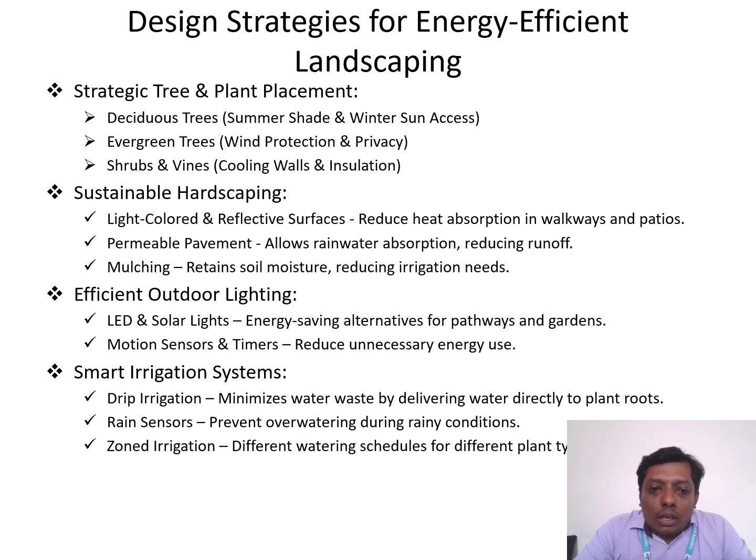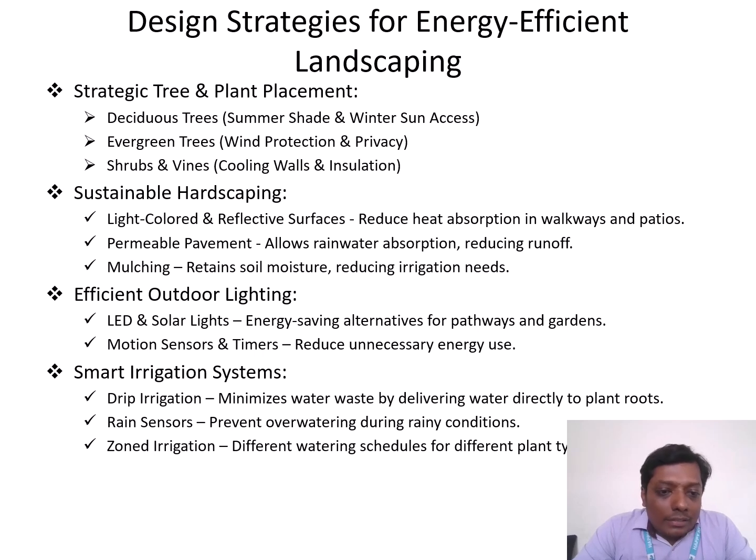Efficient outdoor lighting is a very important design strategy in energy efficient landscaping. First is LED and solar lights, energy saving alternatives, a very important thing for saving energy. Then motion sensors and timers, which mainly reduce unnecessary energy use.